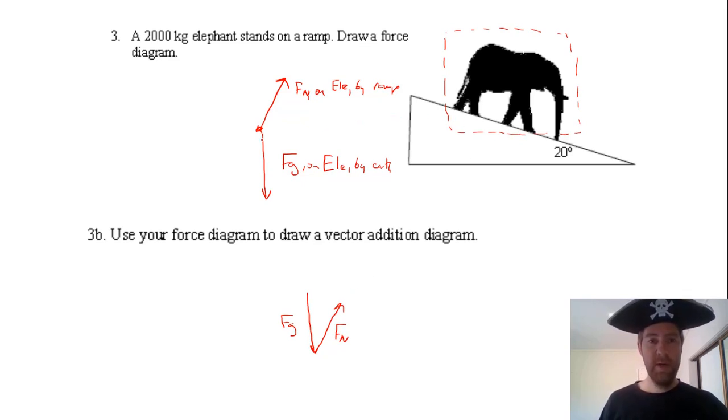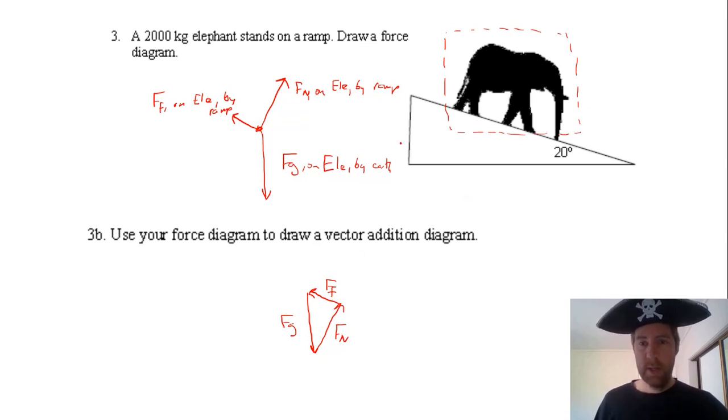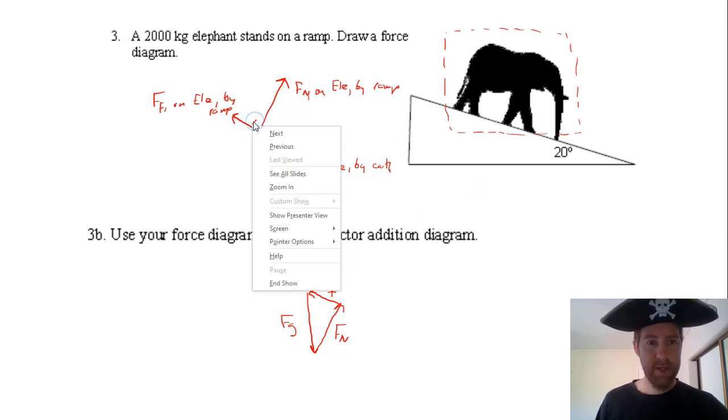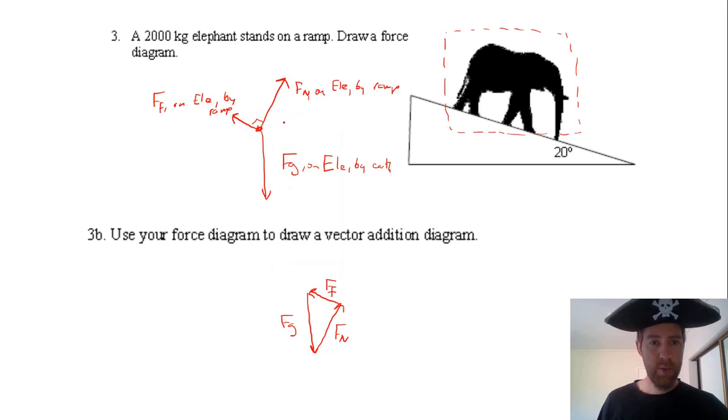There must be friction. Friction always goes parallel to a surface. I can tell it's that big because I can see it's going to be this big in here. Force friction on elephant by ramp. The important thing on my vector addition diagram I'm going to add in before I move on to the next one is where the 90 degrees is. The 90 degrees between these two, friction and normal. So there's my friction and my normal. Between there's my 90 degrees.